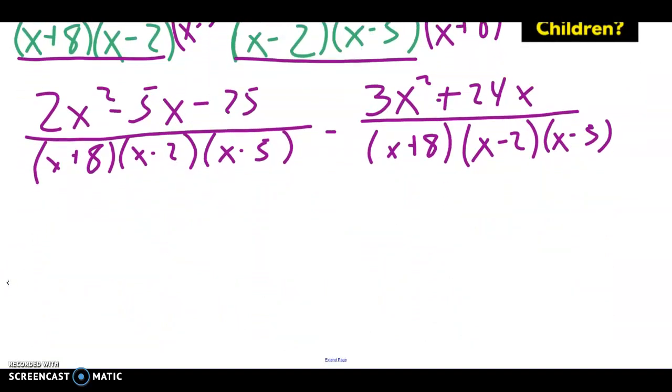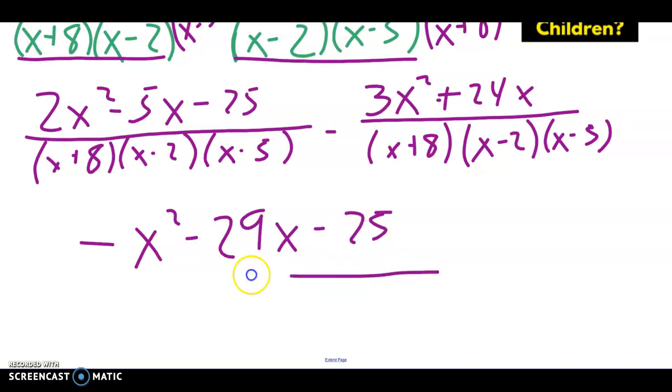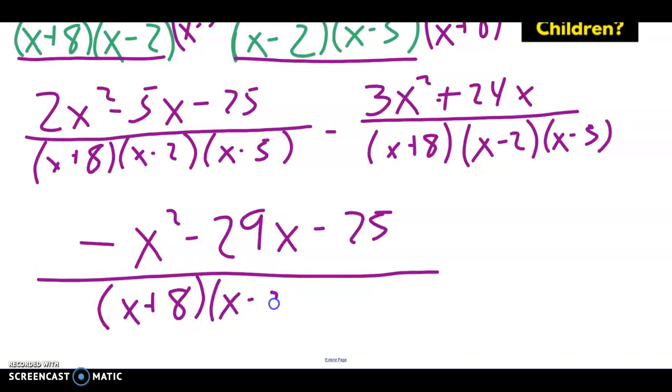Now it's simple subtraction. 2x squared minus 3x squared is negative 1x squared. Negative 5x minus 24x is negative 29x. And the negative 25 had nothing to go with. So our final answer in the ultimate subtraction problem is negative x squared minus 29x minus 25 over x plus 8 times x minus 2 times x minus 5.